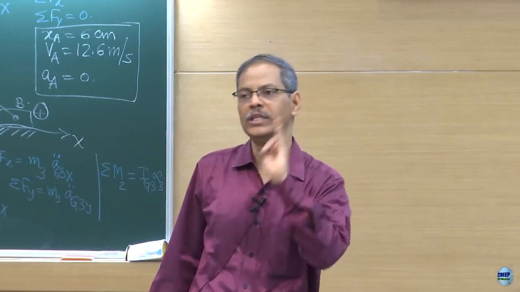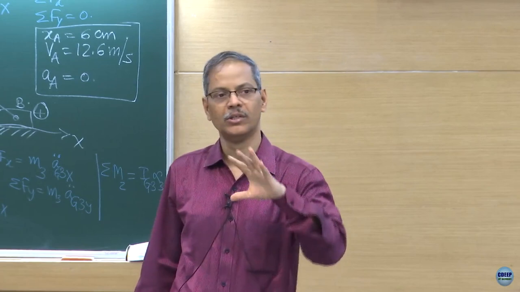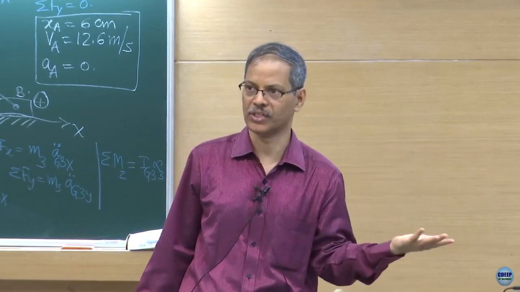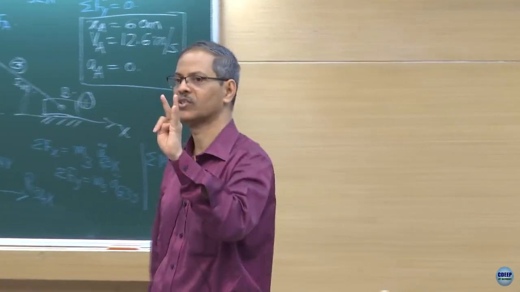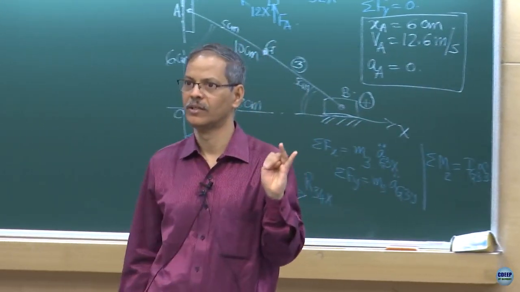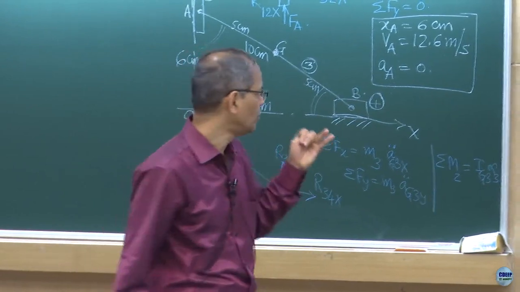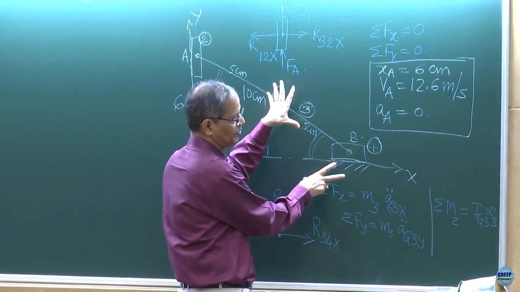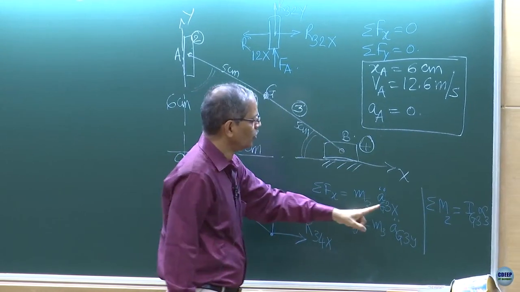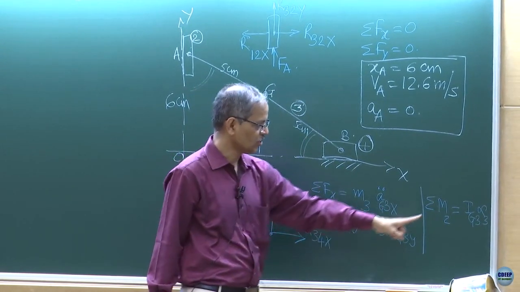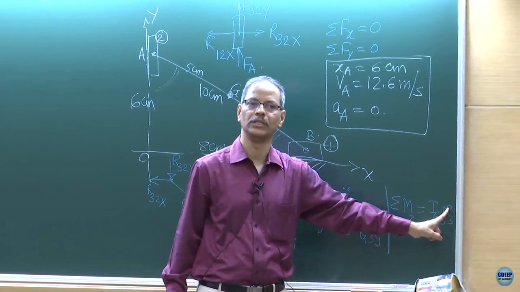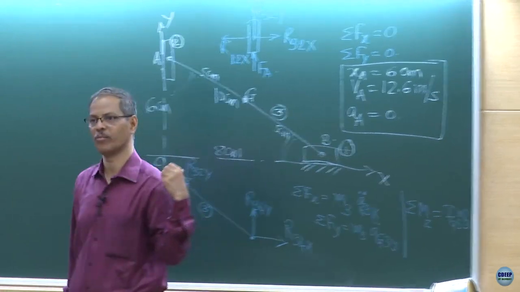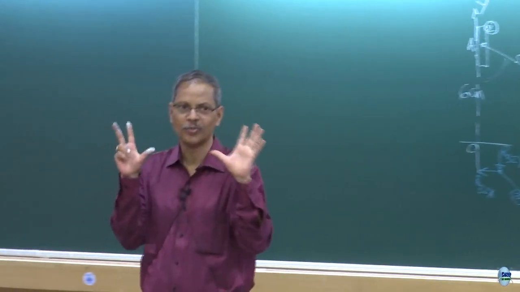So, what you need to do is to conduct the three analyses that we discussed before the mid semester: position analysis, velocity analysis, acceleration analysis, and then draw these free body diagrams like this. You would have got the accelerations from the analysis that you have conducted, and you would be able to solve this problem. Is the overall procedure clear?